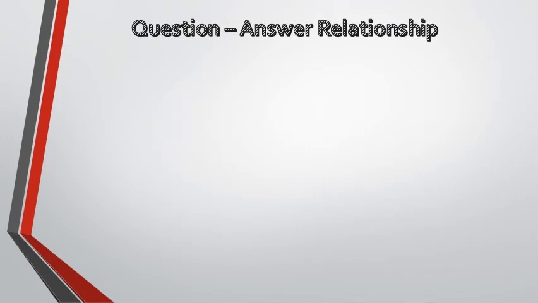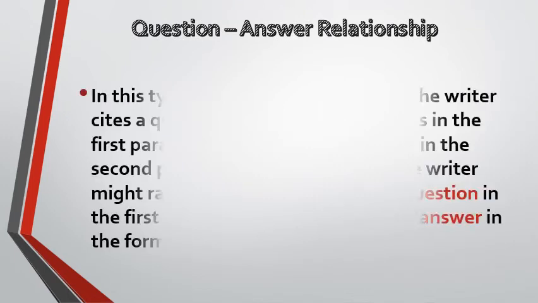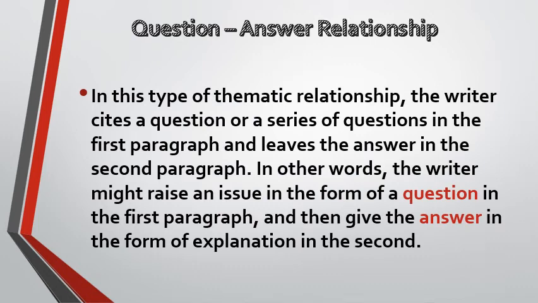The question-answer relationship is also very easy. In this type of thematic relationship, the writer cites a question or a series of questions. There might be more than one question in the first paragraph. Where do we find the answers to these questions? In the paragraph that follows, the second paragraph. That's it. In other words, the writer might raise an issue in the form of a question in the first paragraph, and then give the answer in the form of an explanation in the second paragraph.